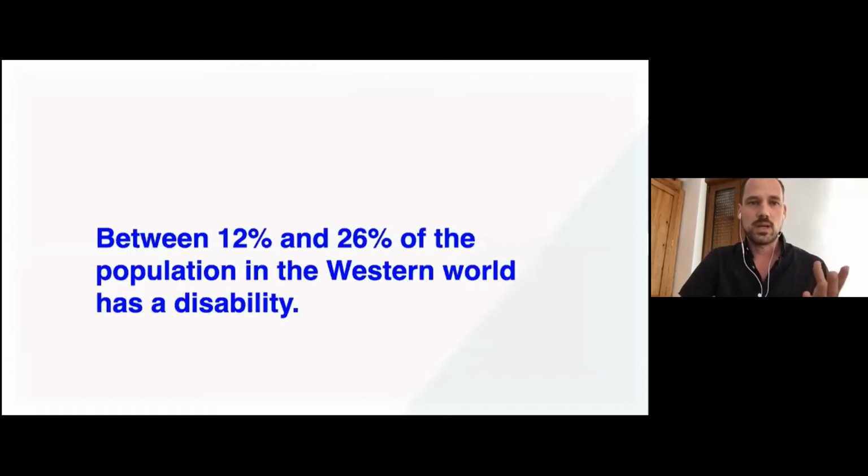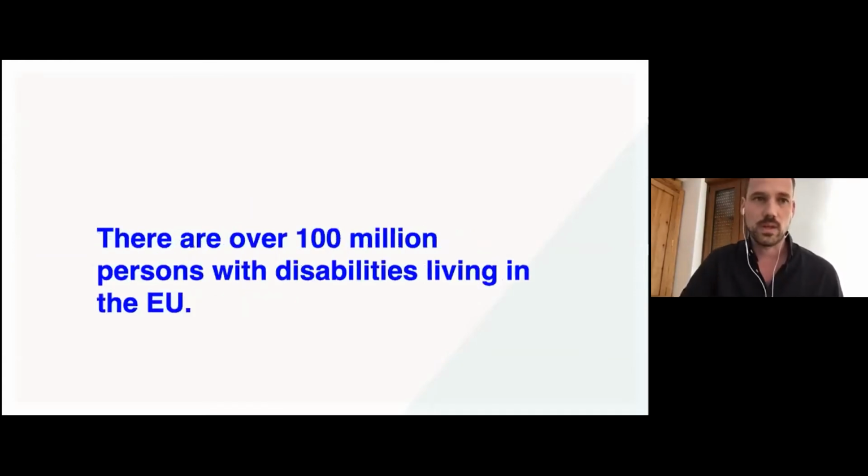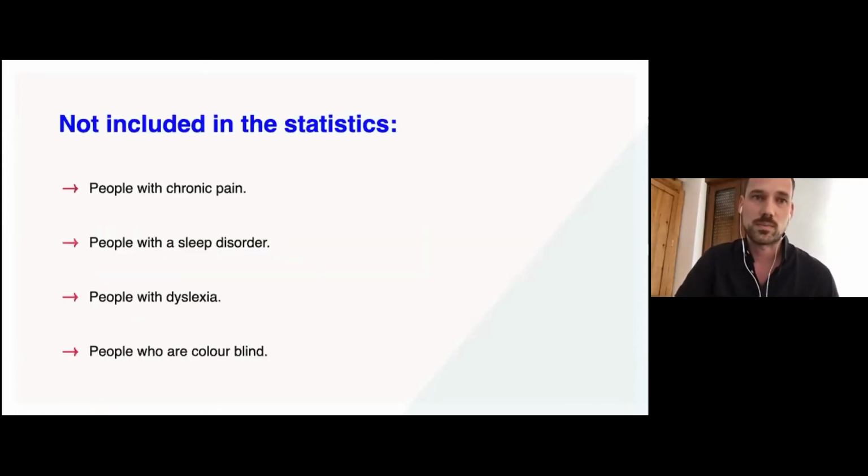Between 12 and 26% of the world population, or the Western world, has a disability, and this 12 to 26% is kind of depending on the definition you use and the source. Overall, 20% is an accepted average. Just in Europe, there are over 100 million persons with disabilities.